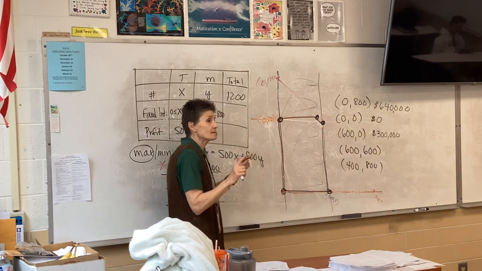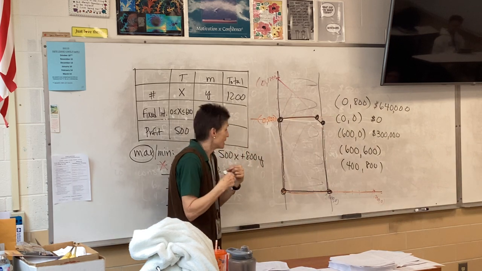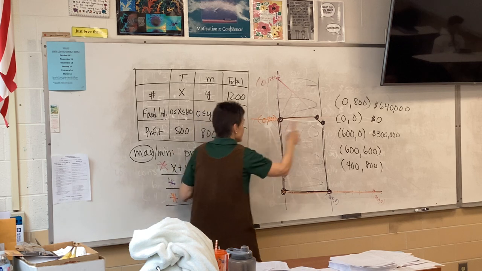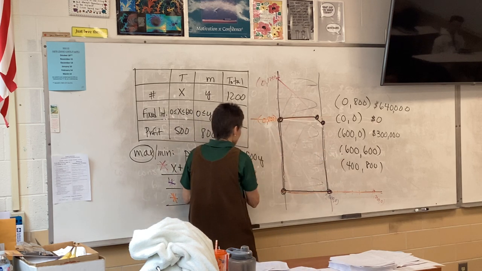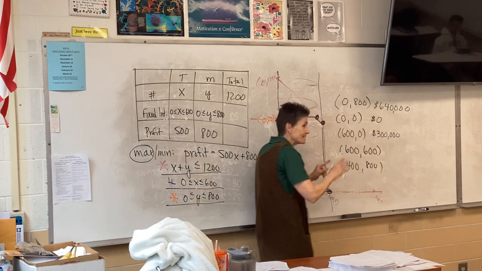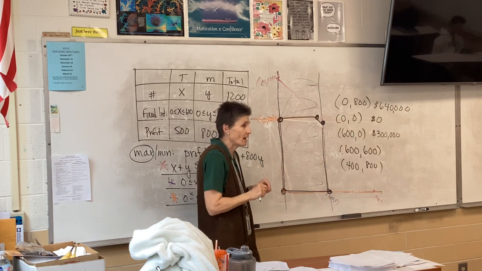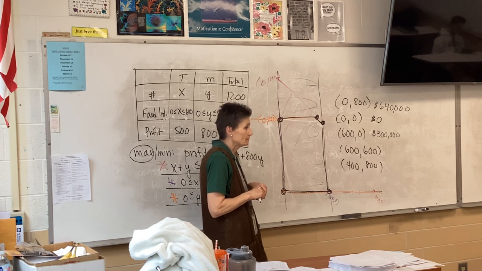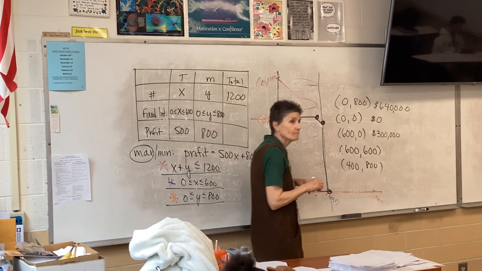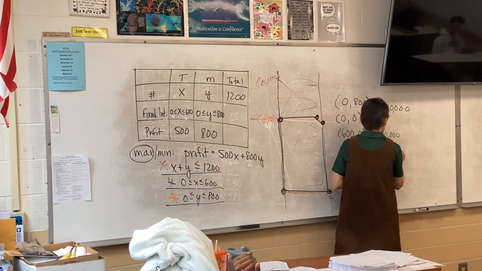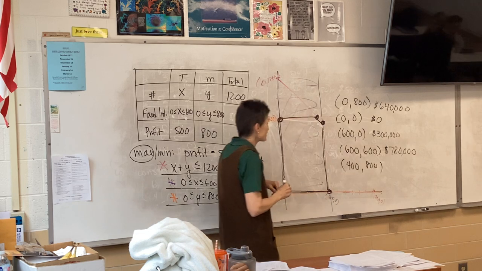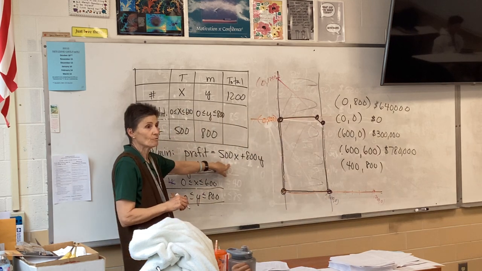Okay, guys, you got the calculators. I don't. I need you to take 500 times X plus 800 times Y. This is not hard. Do it. And someone be brave enough to tell me what the calculator says. 780,000. 780,000. All right.